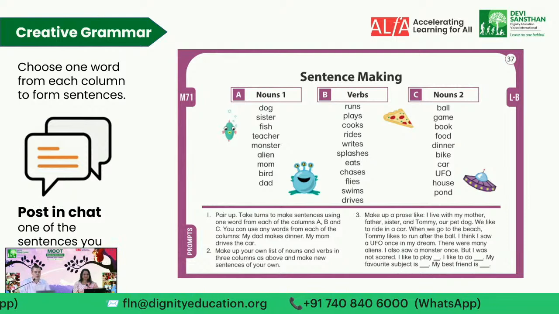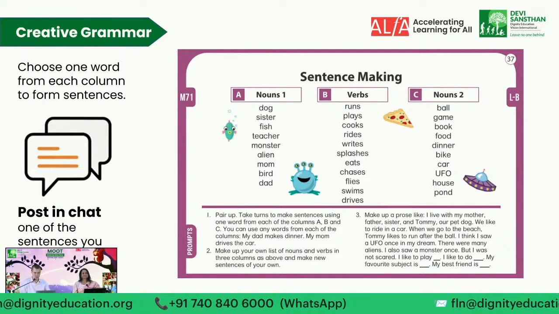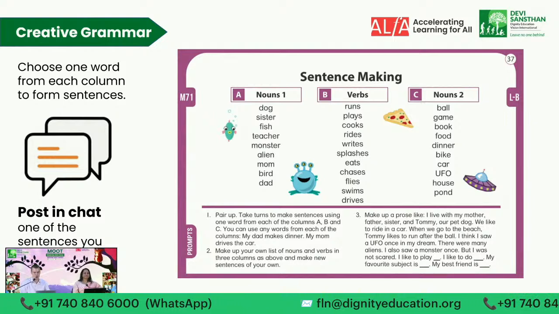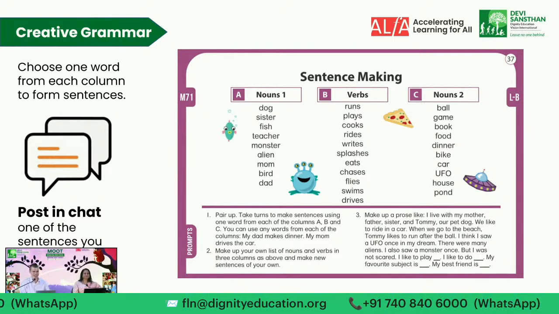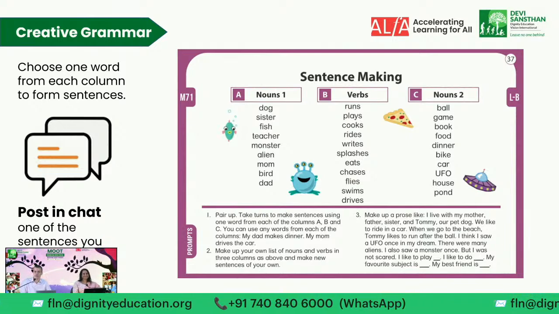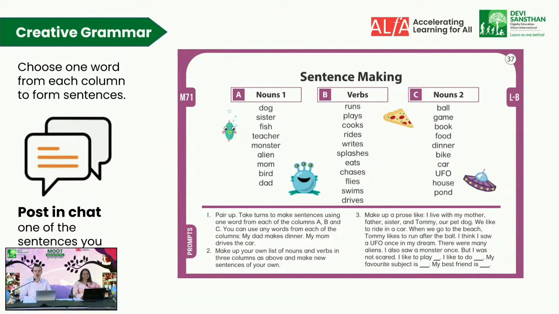But in this activity, we've got 3 columns here. The first column is all nouns. So it reads dog, sister, fish, teacher, monster, alien, and so forth. The second column is all verbs. It reads runs, plays, cooks, rides, writes, splashes, so forth. And the final column is again nouns: ball, game, book, food, dinner, bike, etc. So to make a sentence here, we're going to choose one word from each of the columns. So let's do that. And then you can feel free to add helping words, helping verbs, auxiliary verbs, or prepositions to make it a proper sentence.